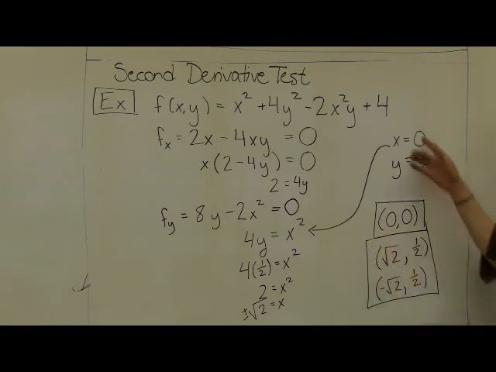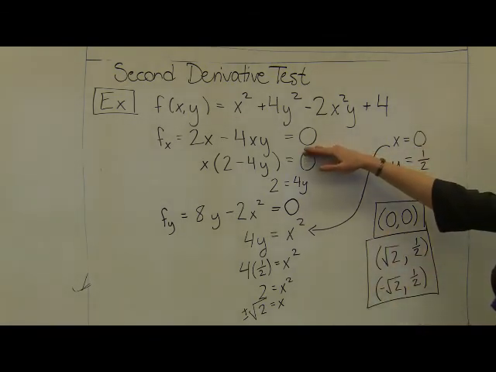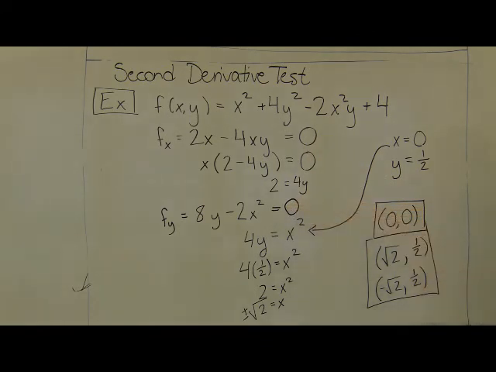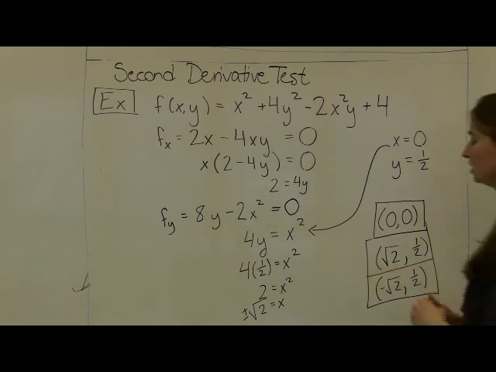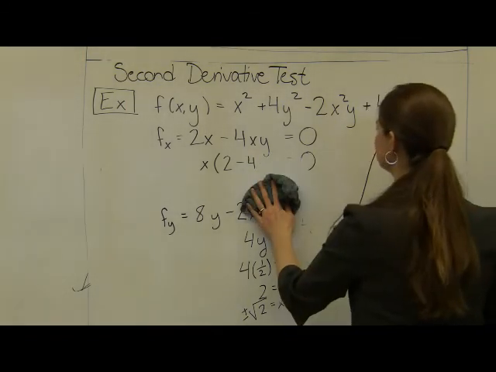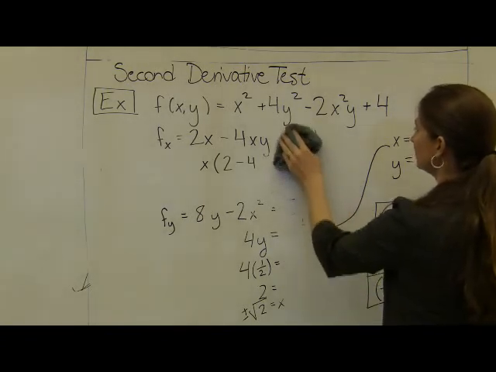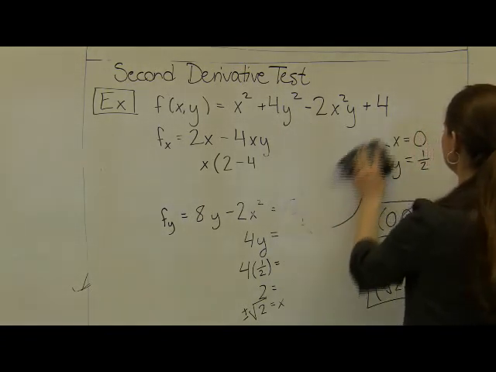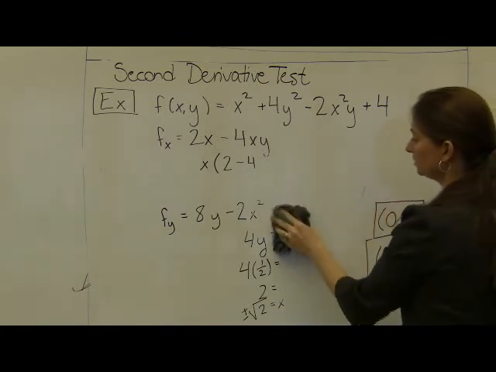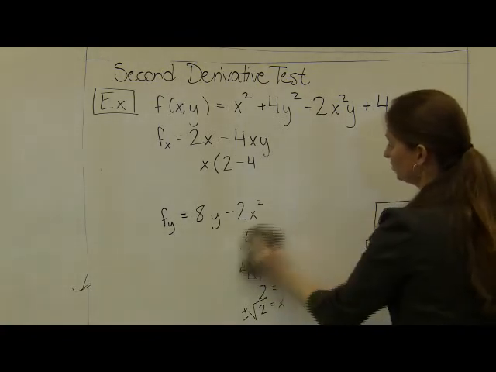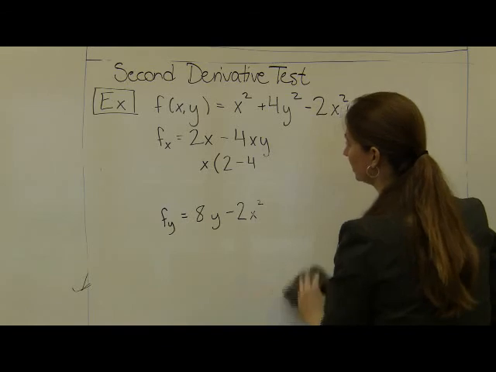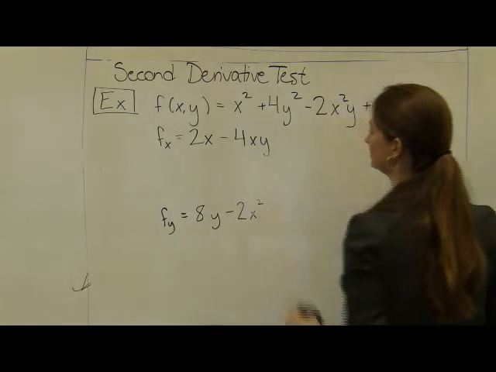And these are the only places that we found for which both the partial with respect to x and the partial with respect to y would be equal to 0. So we found all of the critical points. After we found the critical points, we're now going to use our second derivative test. I'm not going to erase everything. We're going to use our second derivative test to determine whether these points are maximum values or minimum values.